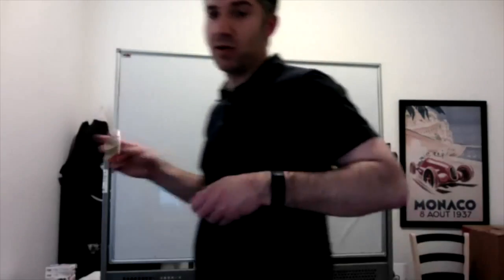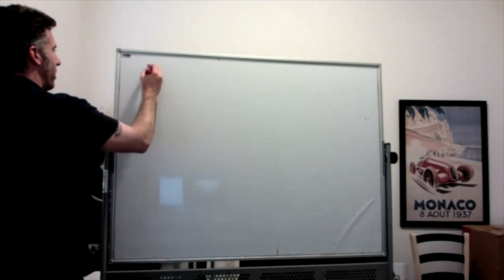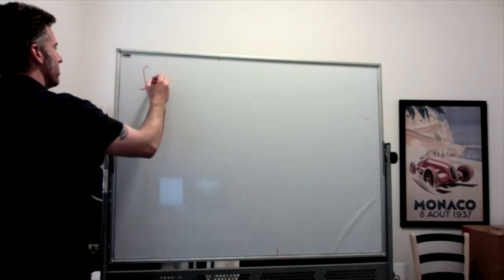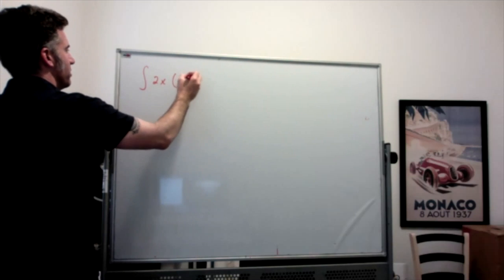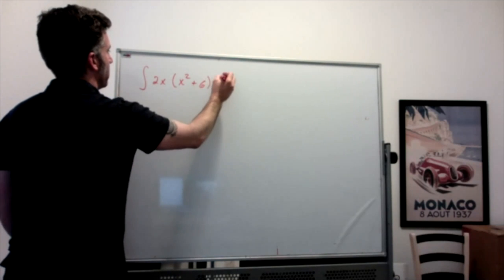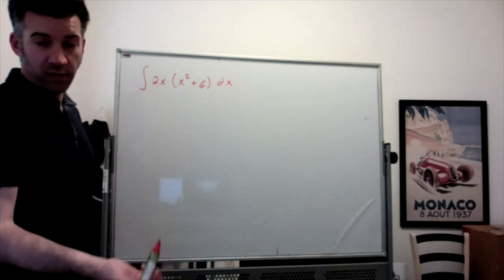Let's talk about U-substitution for a few minutes here. Let's say I want to evaluate this integral. Sure, that's fine. Let's do the integral of 2x times (x squared plus 6). And we're going to do it two ways. We're going to do it the easy way, where you can multiply it out.